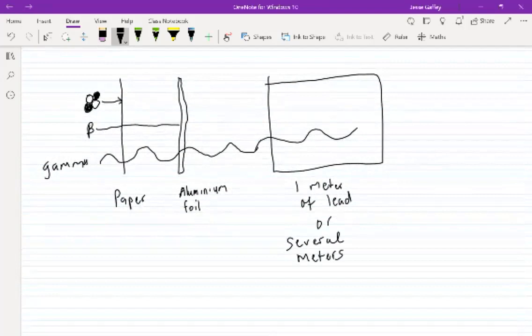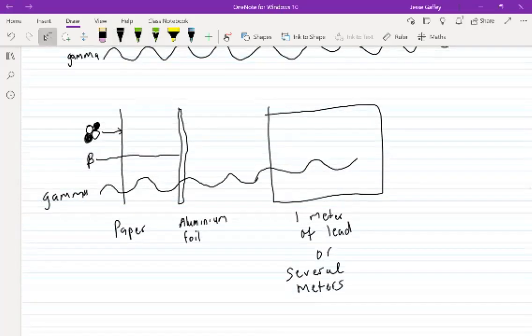Okay, so because gamma rays are so small, the particles in the paper aren't packed together tightly enough to make the gamma rays hit them. Also in aluminium foil, the particles aren't packed together tightly enough to make the gamma rays hit them. The lead is a much more dense material than aluminium foil or paper. And if you have a meter thick of it, then it means that the gamma rays will, at some stage, hit the atoms and slow down. With several meters of concrete, it is also possible to slow down and stop the gamma rays.